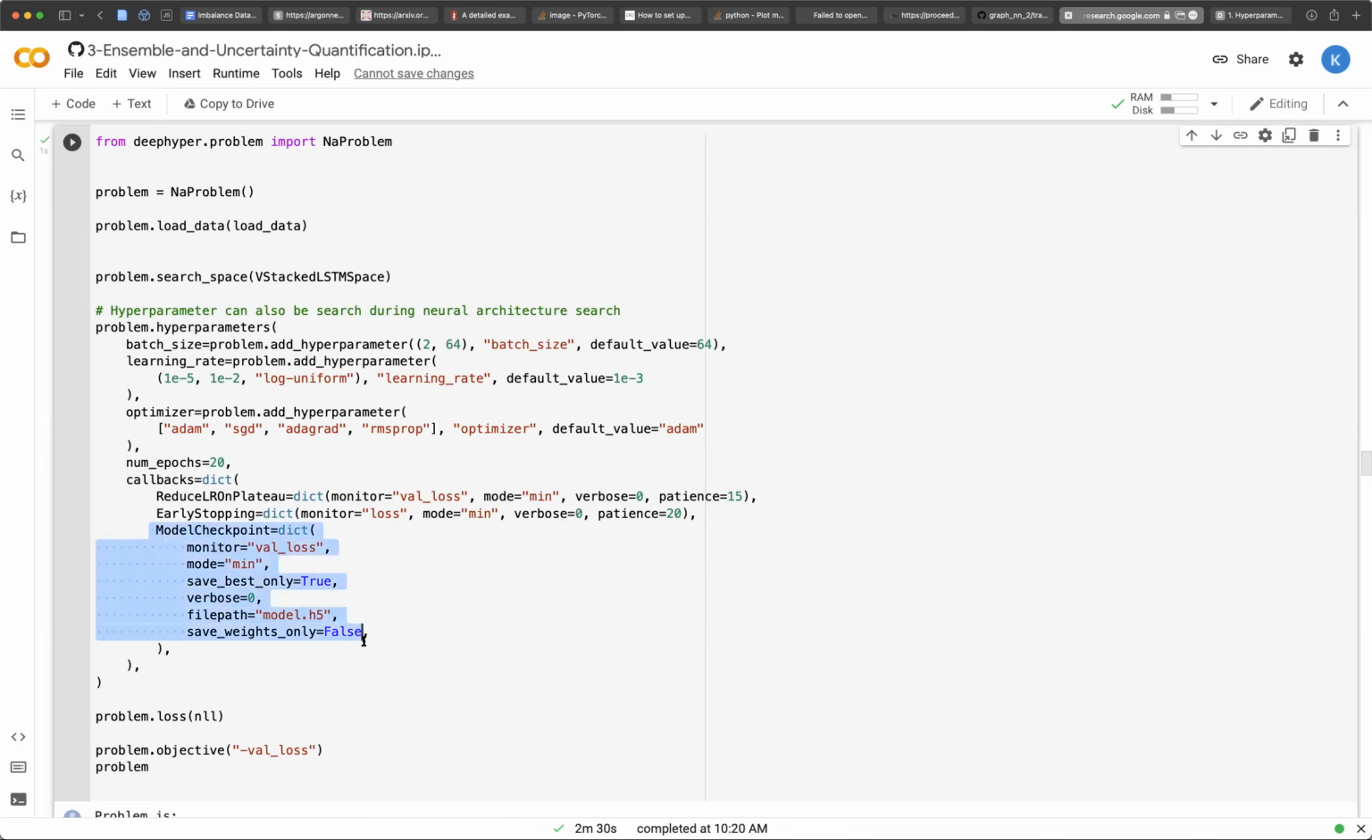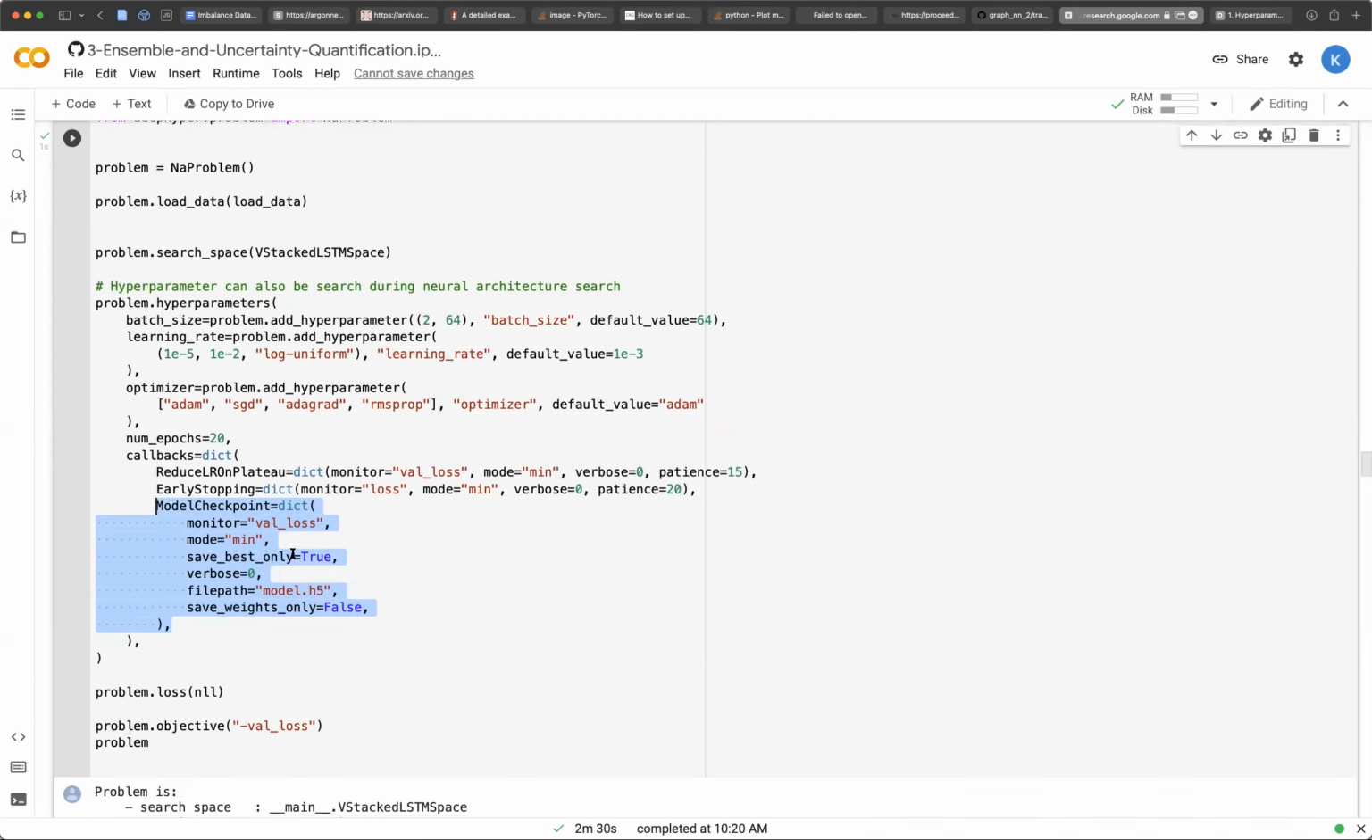The model checkpoint thing becomes really important in the case of our uncertainty ensemble, the creation of an ensemble, because we are going to use these model checkpoints as part of our ensemble creation process, which I will show later. So this becomes very important in this case.